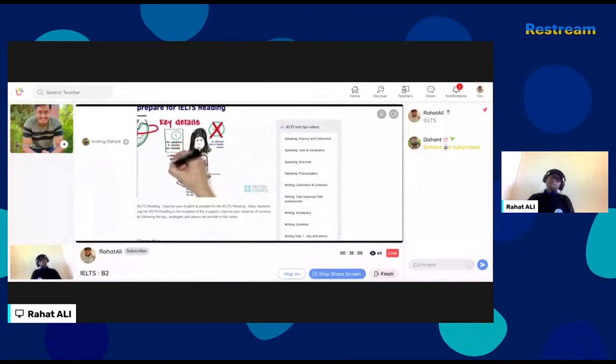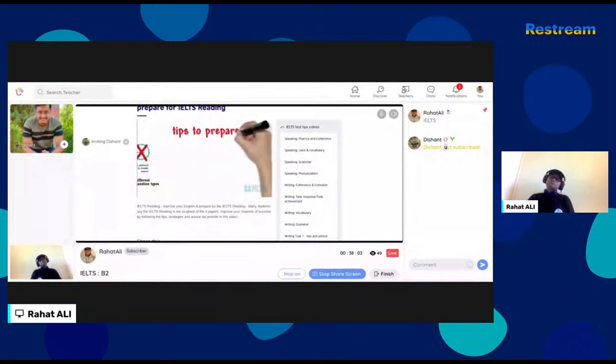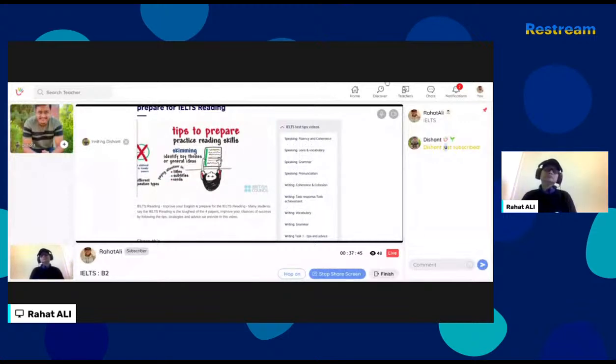Read the instructions very carefully. Be familiar with the different question types. Here's some advice to prepare for the reading test. Practice reading skills, such as skimming. Skimming means looking over an article or paragraph to identify the key themes or general ideas. This includes paying attention to titles, subtitles, keywords, and topic sentences.